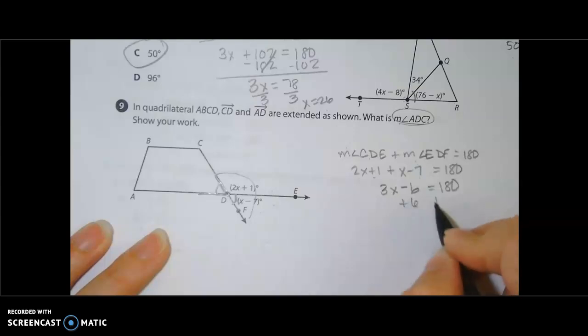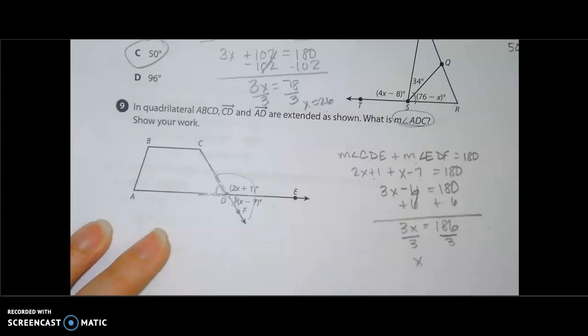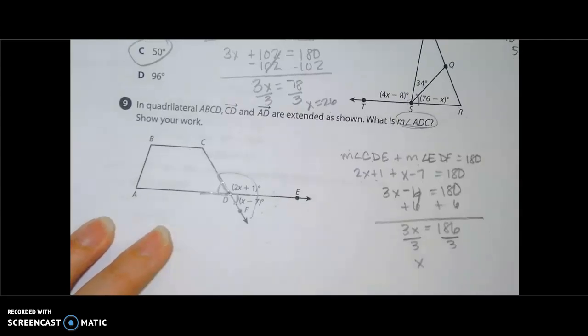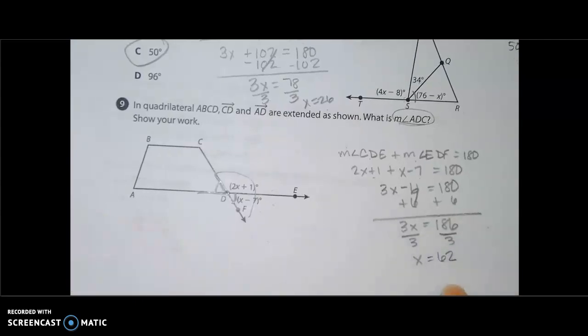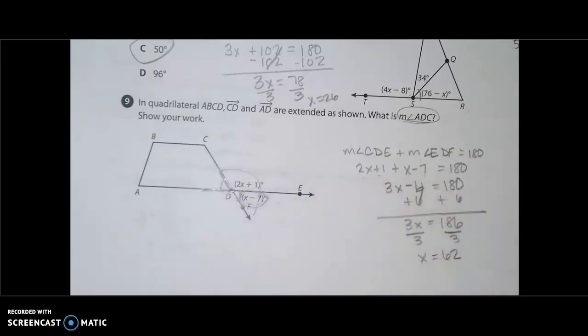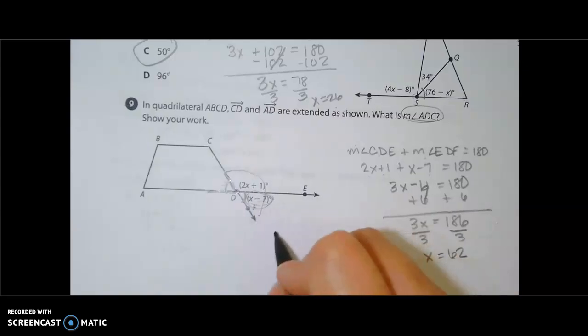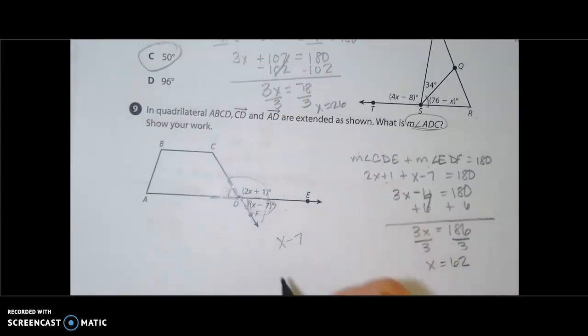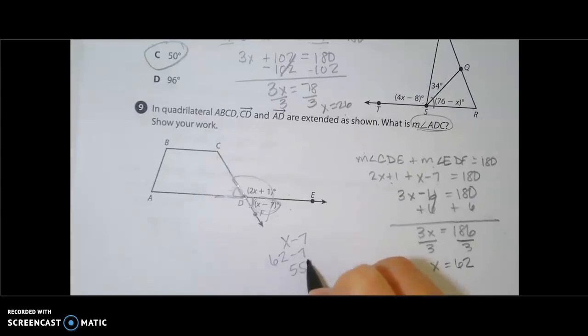I'm going to add 6 to both sides, so that 3x equals 186. I'm going to divide by 3. So now x equals 186 divided by 3, which is 62. Now again, that's x, that's not my angle. I want this angle because that is vertical to this angle. These two are equal. So this angle is x minus 7. So then I'm going to do 62 minus 7, which is 55 degrees.